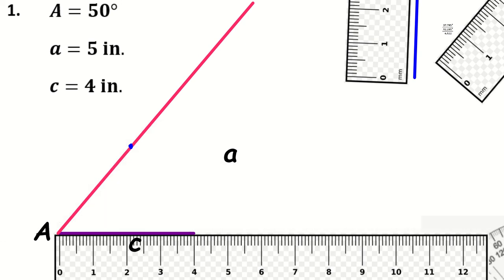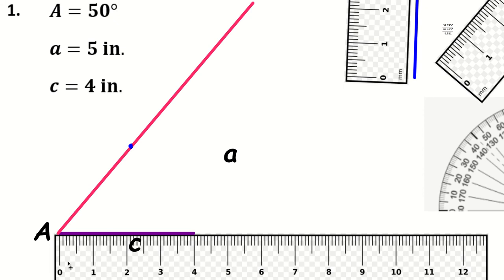Then you would draw this pink side, and I believe this would be side B, eventually. Now we don't know how long side B needs to be. So just draw this line, this side, fairly long, because we don't actually know how long this side is going to end up being, right? So that's what you do.